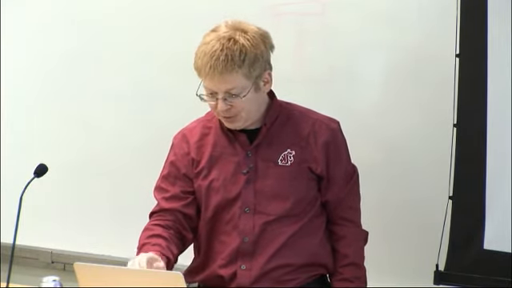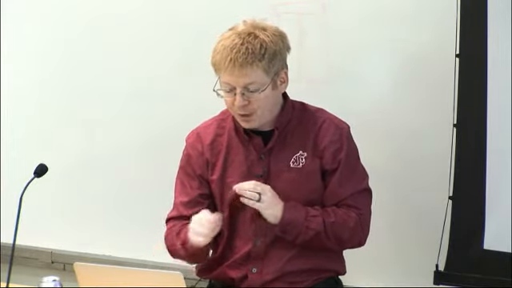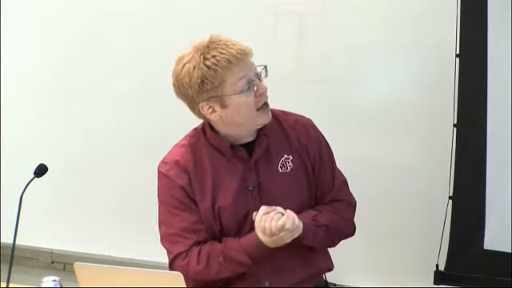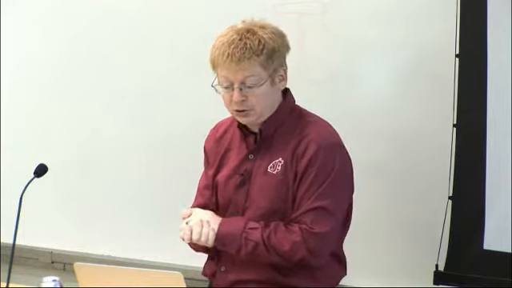I think I'm going to skip these details. So let me show you another graph. So this is the Mario domain. Hopefully everyone's played Mario. In our case, we have a 27-dimensional state space. So we've got these 27 features that describe the state of the world. Things like, how close is an enemy to me? Is there a pit right next to me? Is there a coin above me? Things like that.